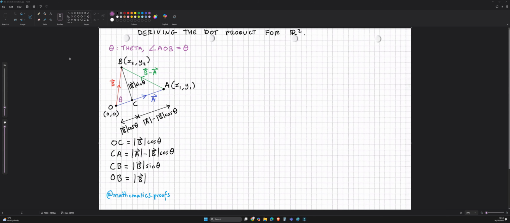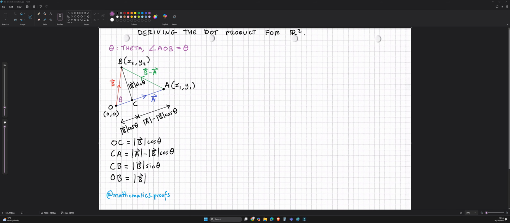Hi there, in this video I'm going to be showing you how to derive the dot product for R2 from scratch. To achieve this, I'm going to be using the diagram here to the left. That is the scalene triangle OAB and the symbol theta and the angle AOB, which is also theta. Also to note, there's the vector from O to A, which is x1, y1, and there's the vector from O to B, which is x2, y2.